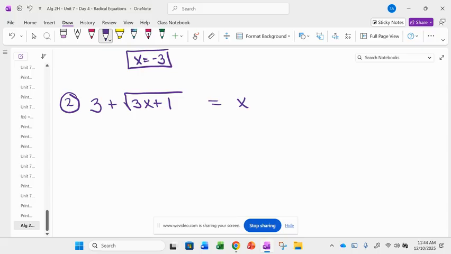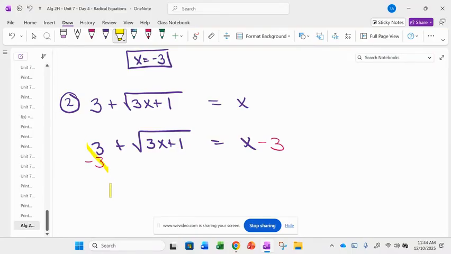What should I do? Good. We want to get the radical all by itself, so I need to move this 3 over. I'm going to subtract 3 on both sides. I'm going to rewrite my problem. So I'm subtracting the 3 here, and I'm subtracting the 3 here. This cancels. So now we have the square root of 3x plus 1 is equal to x minus 3.